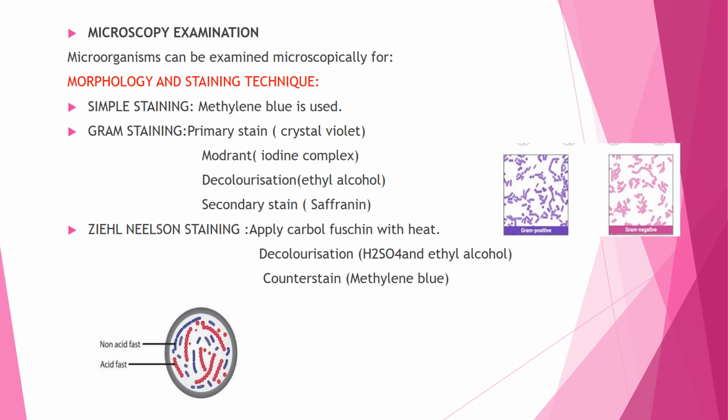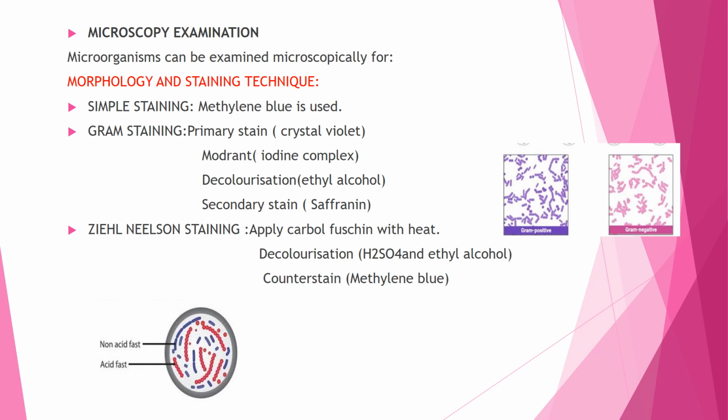Simple stain. In this, take a slide, put the smear on it, and apply heat. Then add the methylene blue. After a few seconds, wash with distilled water and observe under the microscope. Then we can see the shape and type of the bacteria involved in the test specimen.